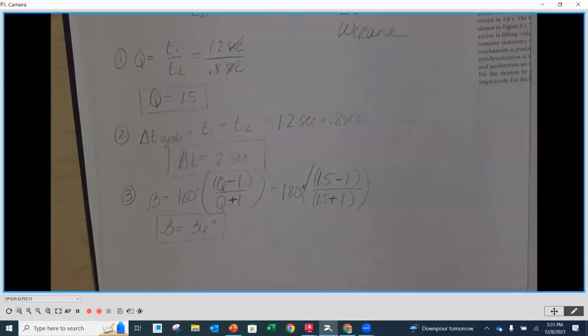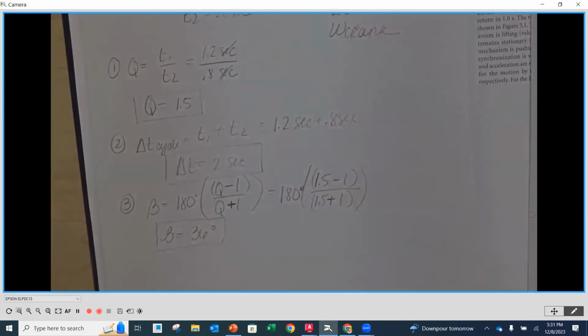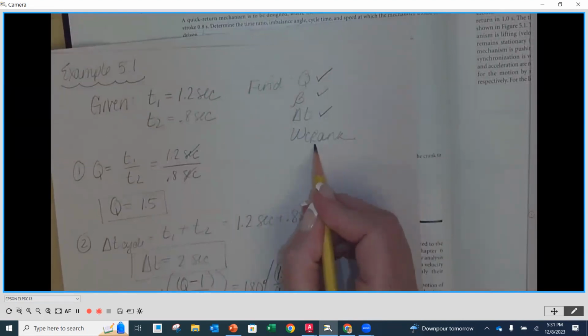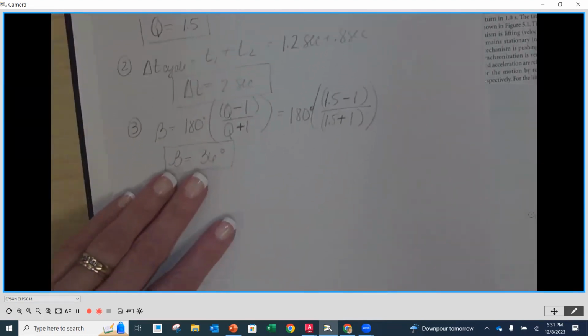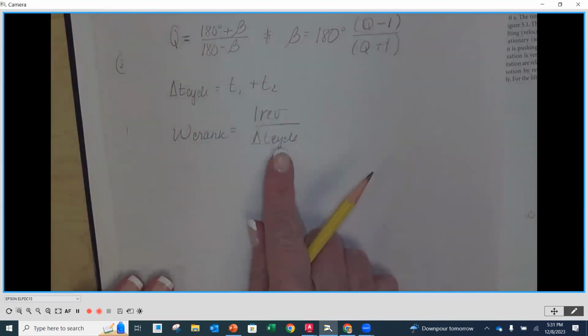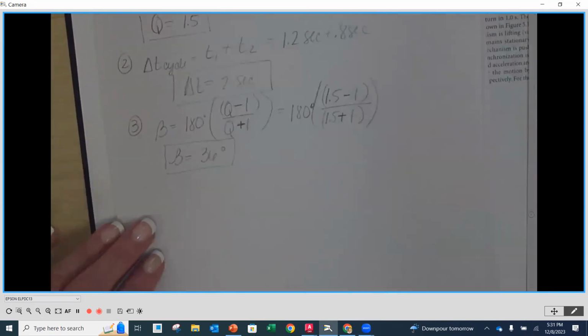I think that's the right answer if I remember right. Yep, 36 degrees you should get. Okay, any questions on that so far? All right, so we've got beta done, then our fourth step is going to be our angular velocity of our crank. And if we come back over here, it's going to be 1 revolution divided by that total cycle time.